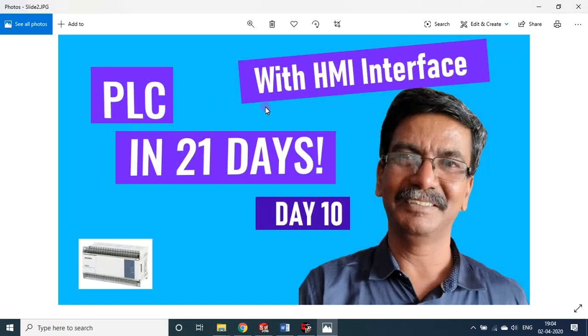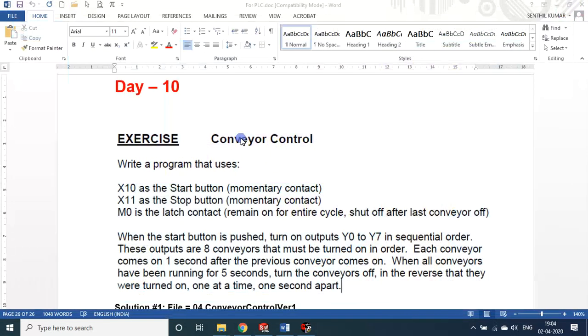Maybe in the next class, I will tell you how to use the HMI interface also for the program, right? Maybe tomorrow with one exam, practical product, I'll explain. Then after that, in the next session, I will teach you how to use the HMI interface along with the PLC board. Okay, today we'll see one problem and a simulation.